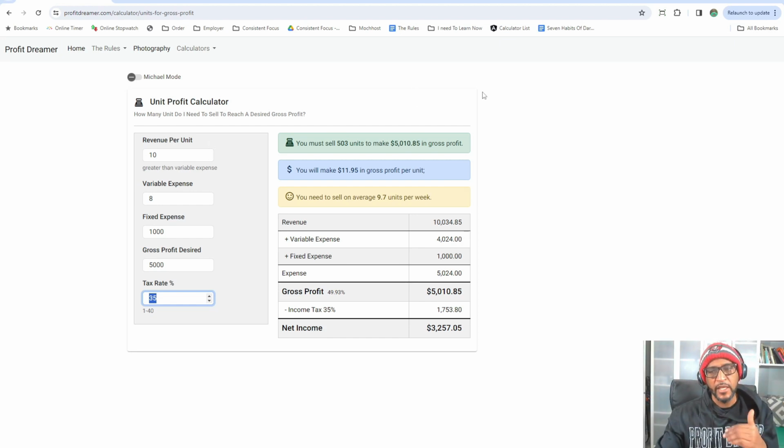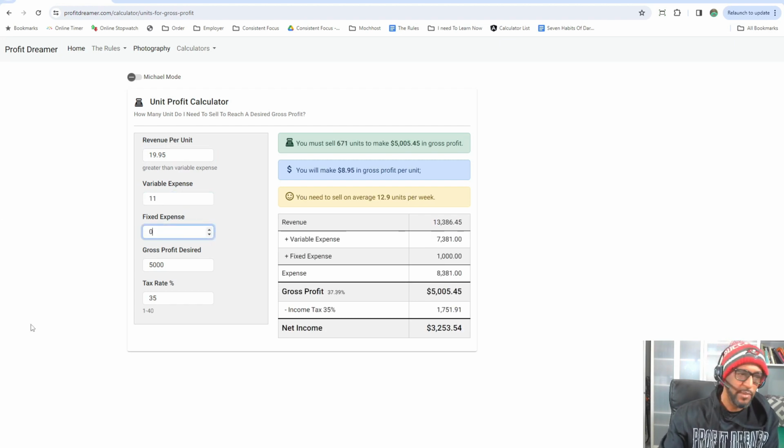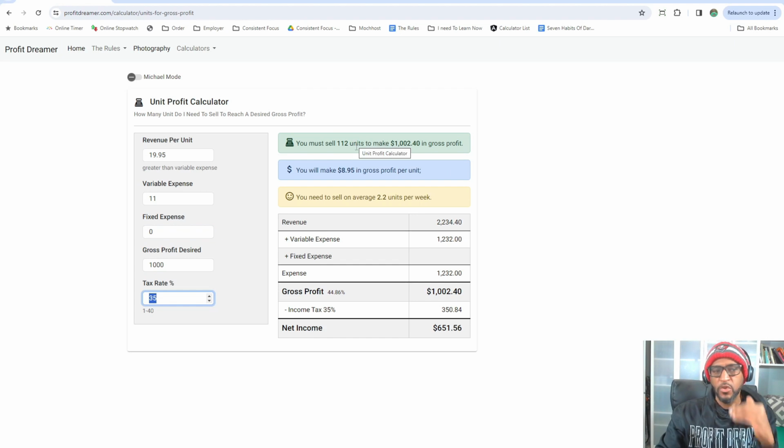So let me go over that again. Let's say I sell t-shirts for $19.95. Let's say those t-shirts cost me $11. And I want to make $1,000. I don't have any fixed expense, and I want to make $1,000 off selling t-shirts. That means I need to sell 112 t-shirts to make $1,000 in gross profit. And that's what this calculator is trying to teach you.